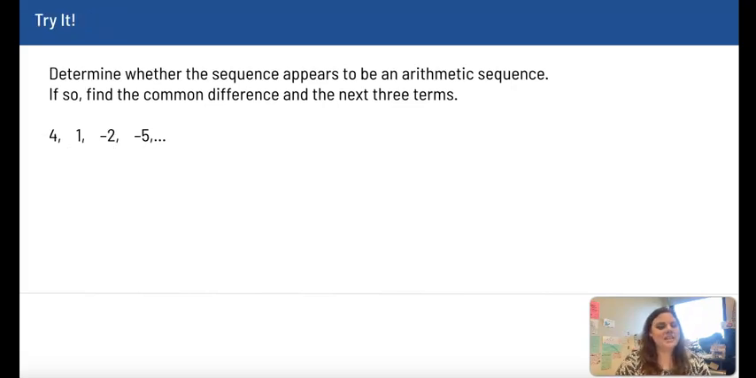You try. Same thing. Determine if they are arithmetic, and if they are, find the common difference and the next three terms. Try this one on your own. Pause the video while you try this one on your own, and then press play to see my answer.